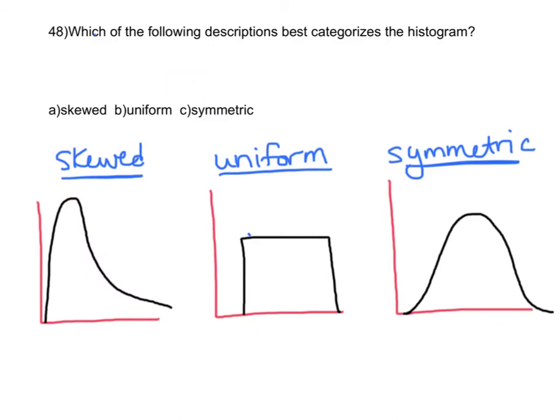In number 48, take a look at the drawing that is given. You need to determine if it is skewed, uniform, or symmetric. I have given you 3 rough drawings here to give you a visual of what a skewed, uniform, and symmetric graph would look like.